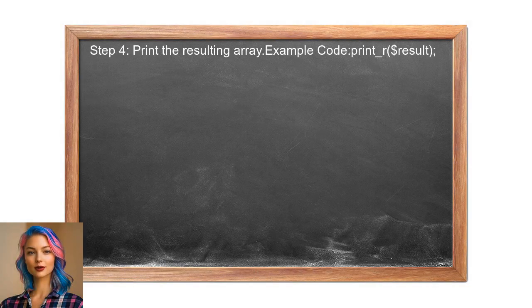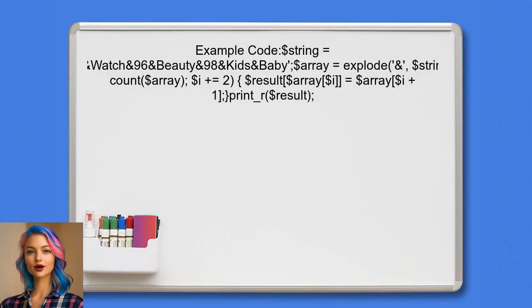Finally, the user can print the resulting array to verify the output. This will show the key value pairs as intended. Here's a quick example of how the code would look. You can see how we use explode and a simple loop to achieve the desired output.